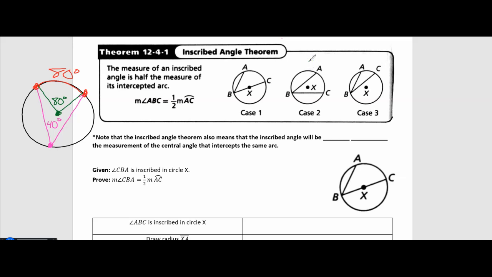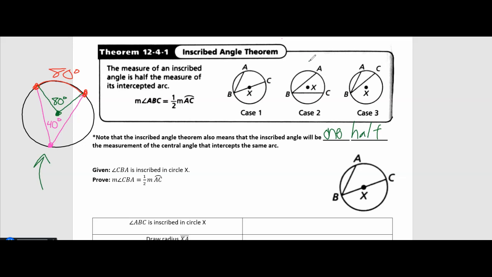This little asterisk just says that the inscribed angle theorem also means that the inscribed angle will be 1/2 the measurement of the central angle that intercepts the same arc. And that's what I just showed you over here. That green angle, a central angle, and the pink angle, the inscribed angle, both intercept the red arc. So if you have a central angle and an inscribed angle that intercept the same arc, the inscribed angle will be half the measurement of the central angle.